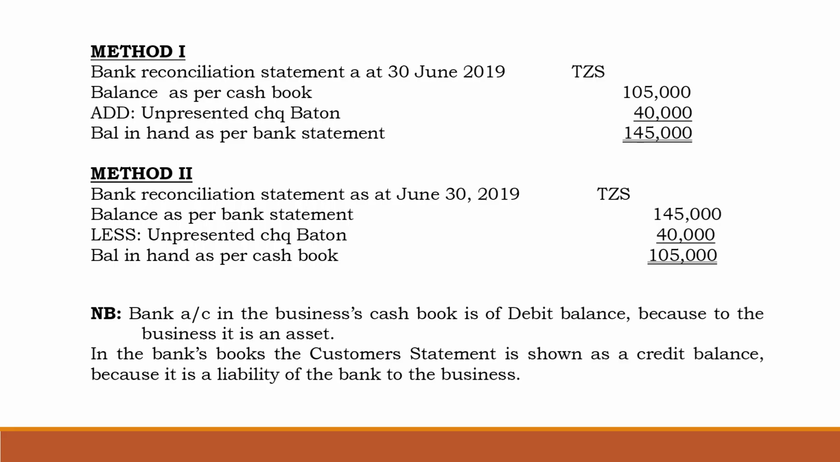Remember that a cash book is an asset in the business. But the documents coming from a bank are shown on the credit side. The bank statement is usually shown on the credit side. Why credit side? Because to the bank, those who deposited their money there are creditors.